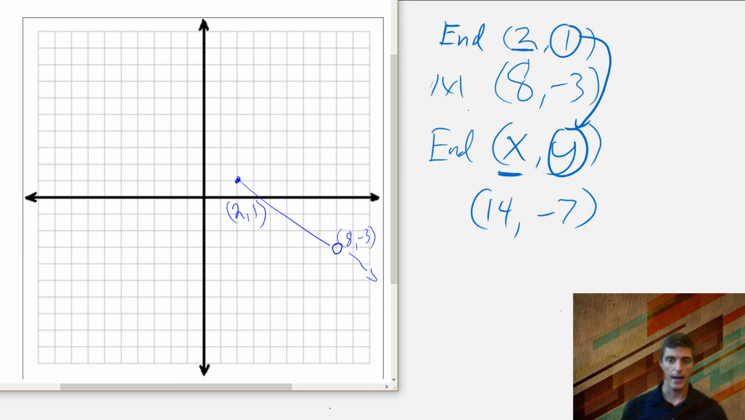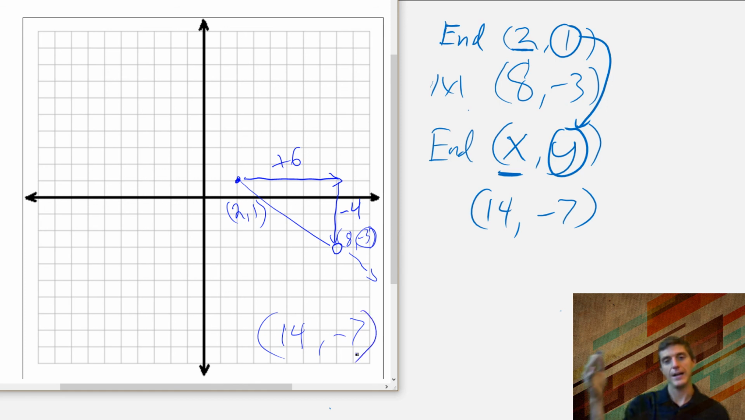Now if I look back at my diagram, this answer seems to make sense to me. Because if I go over 1, 2, 3, 4, 5, 6, if I go 6 this way, I get to my midpoint. So if I go 6 further, I should get to my endpoint. 6 plus 8, 14. So my x value works out in this problem. I also need to go down 1, 2, 3, 4, minus 4. So I need to go minus 4 more from negative 3. So start at negative 3, go down 4 more. Guess what? You're at negative 7. Go right 6. You're going to be at 14.